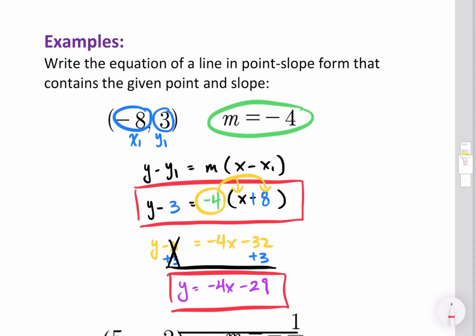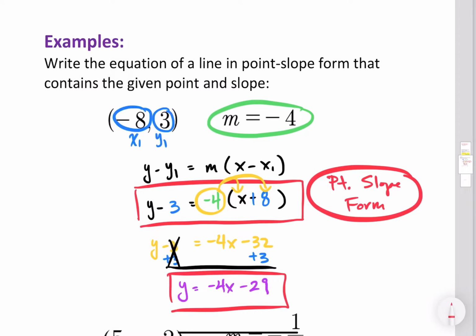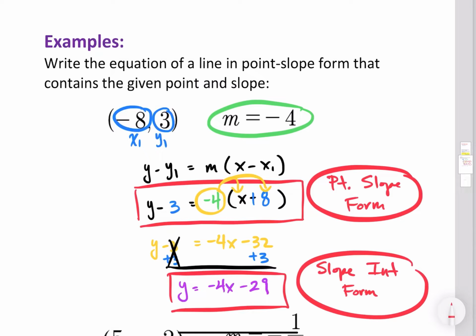So we have two forms that we can write out our linear functions or our linear equations. The first one that we have here is our point-slope form. And all we got to do is take a point, take the slope, and substitute it in. And the other version is our slope-intercept form. And if we have our slope-intercept, that means we now know what is the slope, and we know what is the y-intercept. Okay, so let's take a look at another one here.